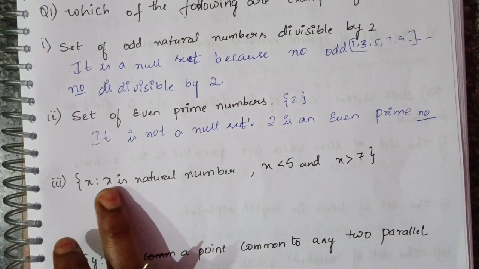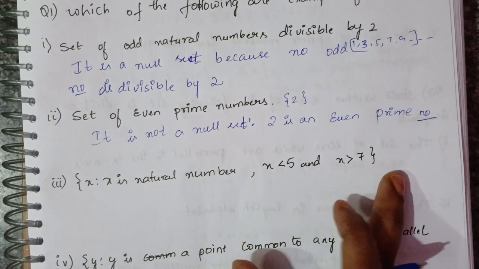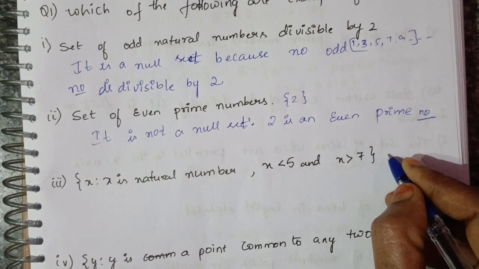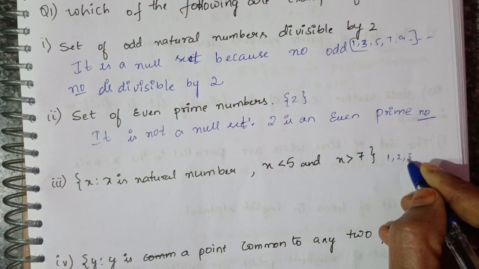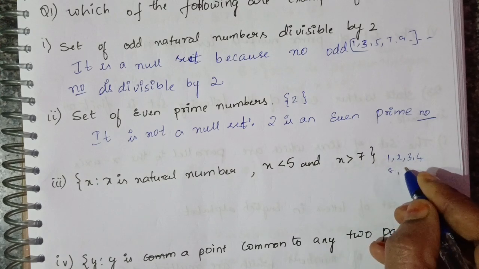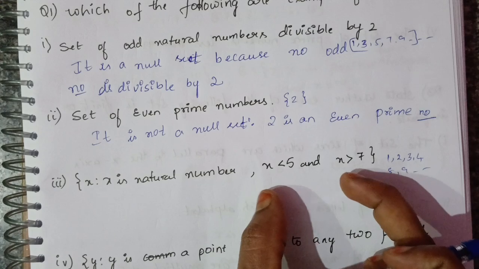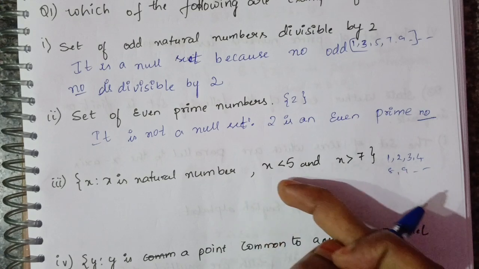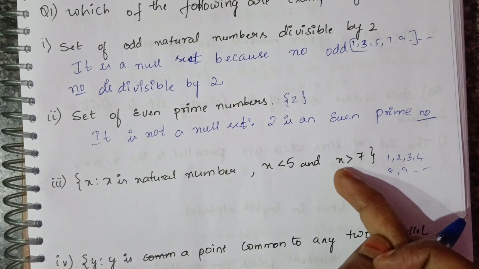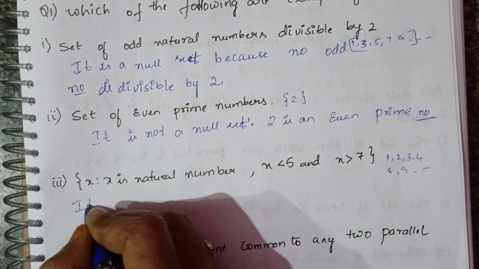Next question. x is a natural number, x is less than 5 and x is greater than 7. x less than 5 gives 1, 2, 3, 4. Greater than 7 gives 8, 9 and so on. Simultaneously we can't get both like this, so it is a null set.